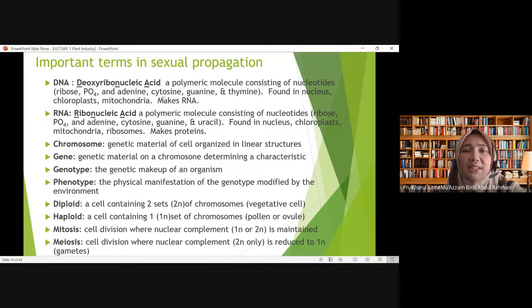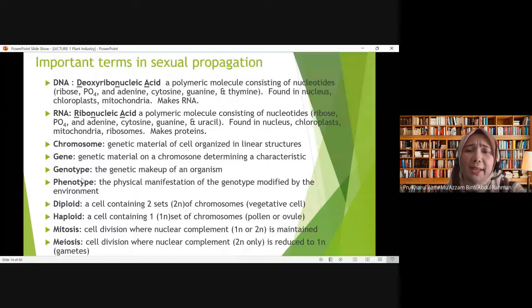Kalau yang ni adenine, cytosine, guanine, uracil, dia ada thymine. Okay, also found in the nucleus and chloroplast. Ini juga mitochondria and ribosome. And also we have the chromosome. Normally this is the genetic material, and we have the gene, genetic material that can be found in the chromosome.